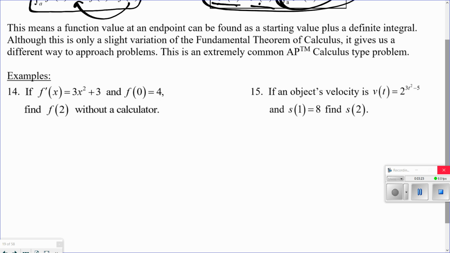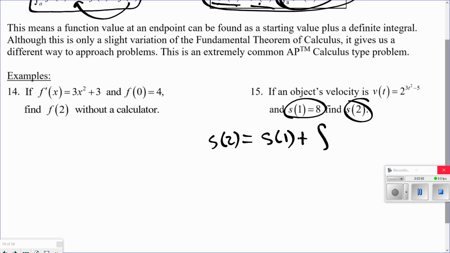If an object's velocity, v of t, equals 2 to the 3t squared minus 5, and the position function s of 1 equals 8, find s of 2. Just so you know, the velocity is the derivative of s. I'm trying to find s of 2. So I know that s of 2 is equal to s of 1 plus the integral of its derivative, which is 2 to the 3t squared minus 5, from 1 to 2.